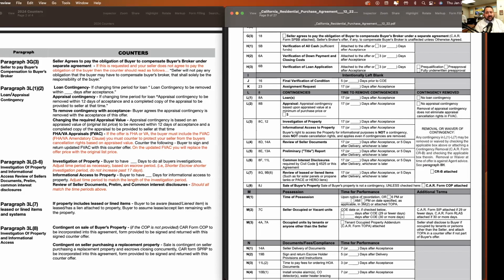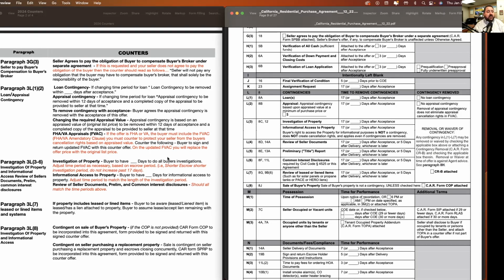If you're asking, and I don't recommend this just because, and we talked about this, if you're asking them to remove their appraisal contingency with their offer, then the counter would be to remove this with acceptance. Buyer agrees the appraisal contingency is removed with the acceptance of this offer. You could go further and ask for the contingency removal, but it's not necessary if it's written there.